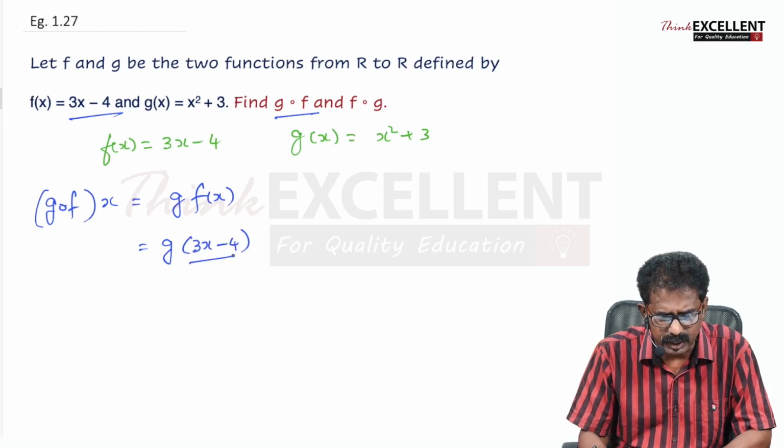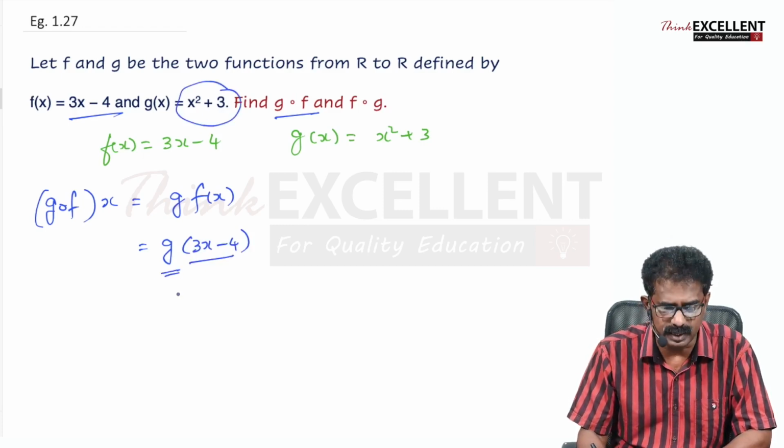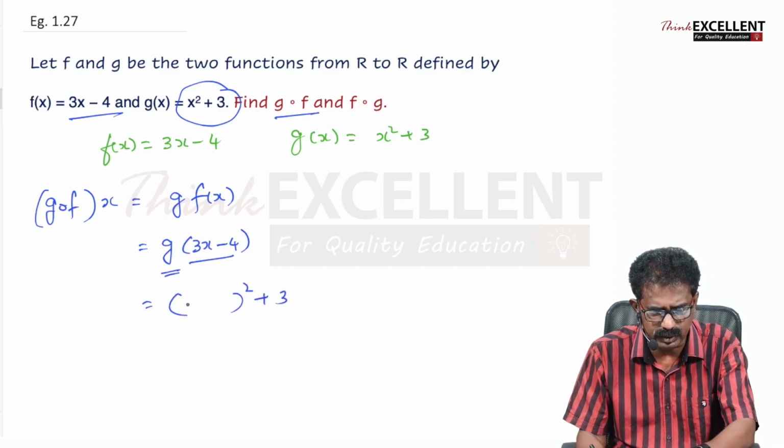Now this value you substitute in G. What is G? x square plus 3. Instead of x, you write the value. What is that? 3x minus 4.